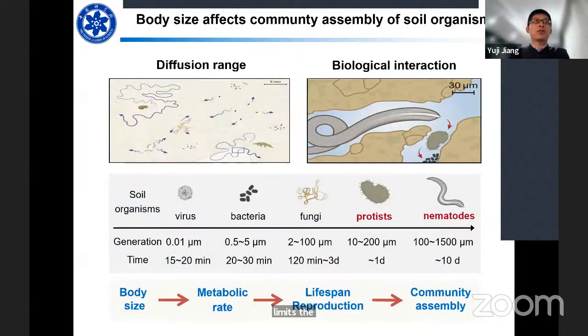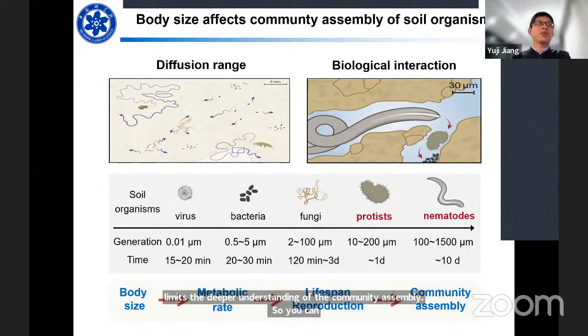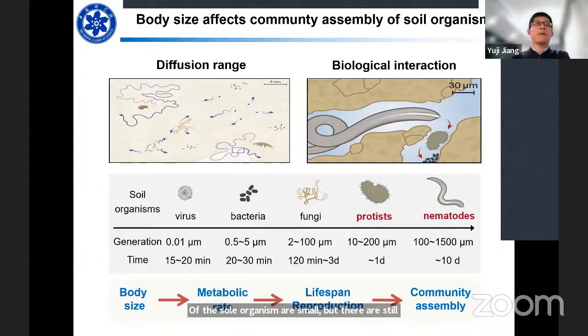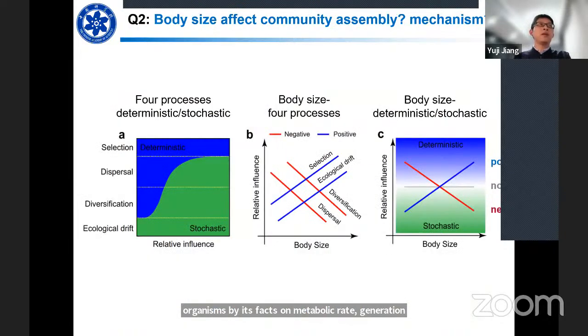The individuals of soil organisms are small, but there are still orders of magnitude difference in body size. This difference can affect generation times and change the community assembly of soil organisms by its effects on metabolic rate, generation time, and reproduction. Based on this background, we construct a model of the relationships between body size and community assembly. Selection is a fully deterministic process, ecological drift is a fully stochastic process, and dispersal and diversification can be either stochastic or deterministic.